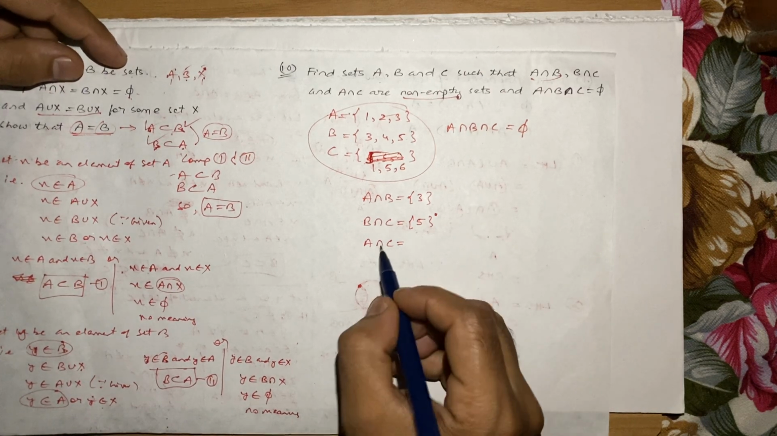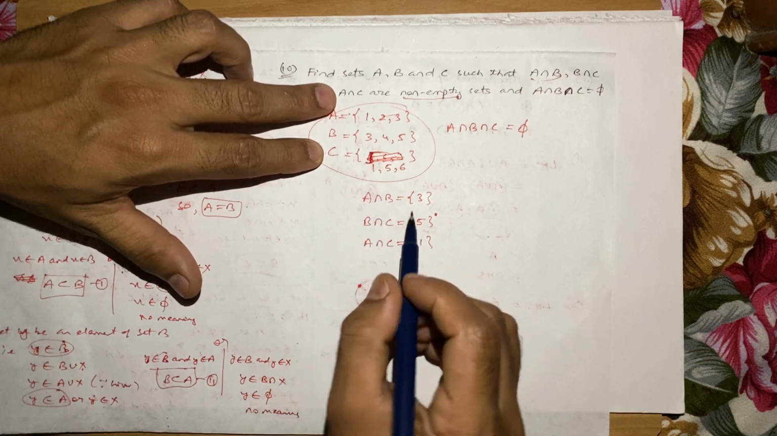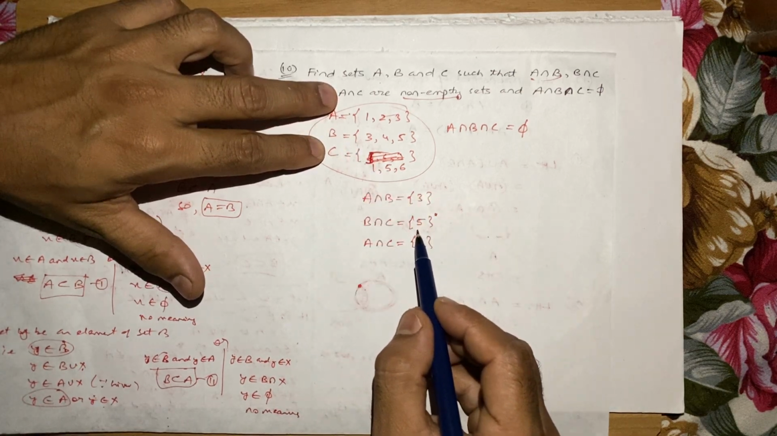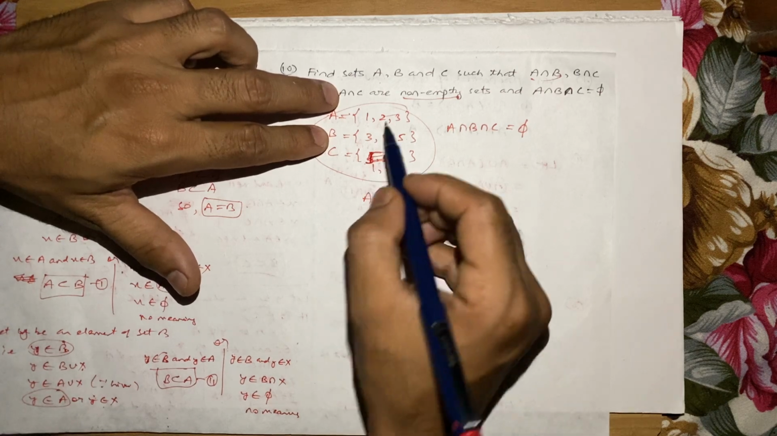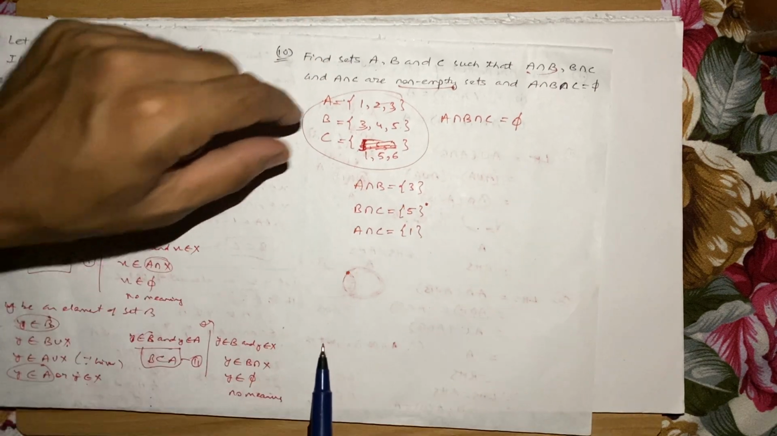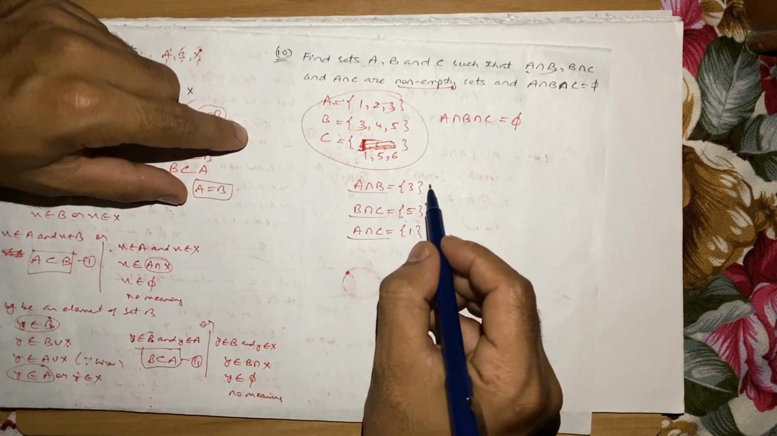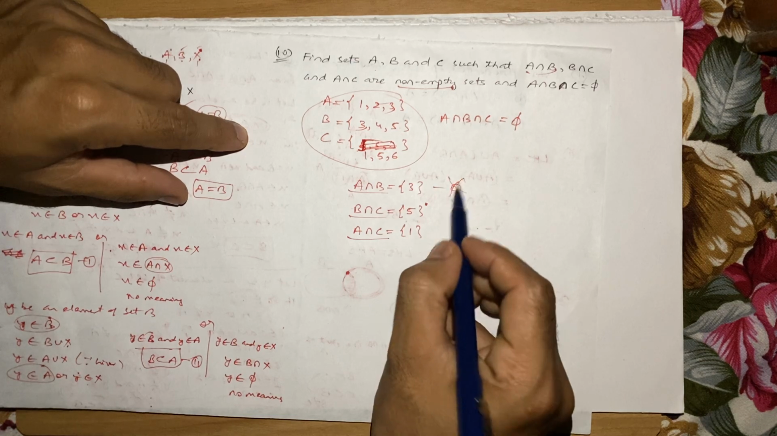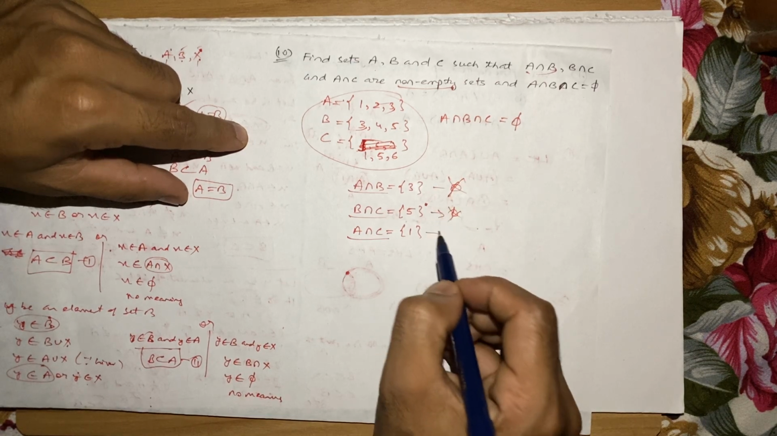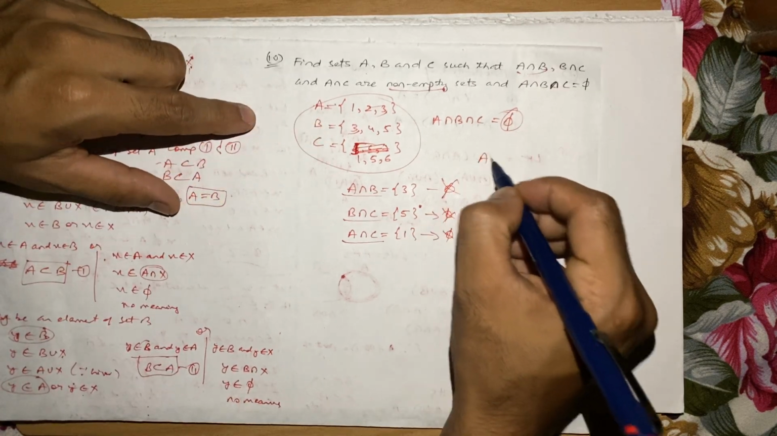Now check A intersection C. Yes, there is one common. 1 is the element that is common. B intersection C, there is 5 common. And A intersection B, there is 3 common. So this is kind of a question where you need to form a set, and it should fulfill all these conditions, that this should not be 5, it should not be 5, and it should not be 5, and this should be 5. So I have just formed the sets in this way.